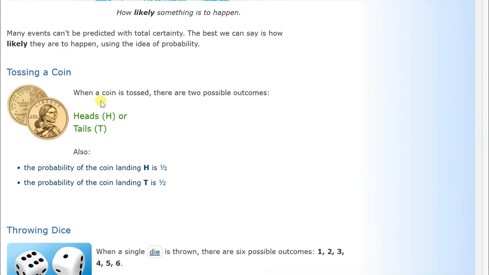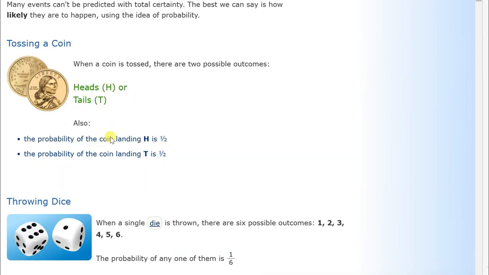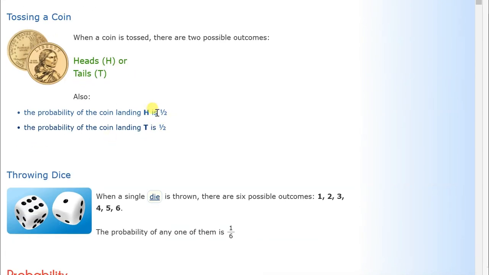Here it is saying when a coin is tossed, two outcomes come, either it is head or it is tail. So what are the chances? The chance is 1 by 2 and 1 by 2. For coming heads the chance is 1 by 2, and for coming tails also the chance is 1 by 2.